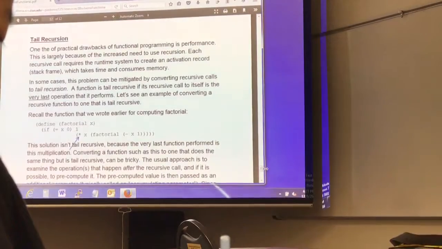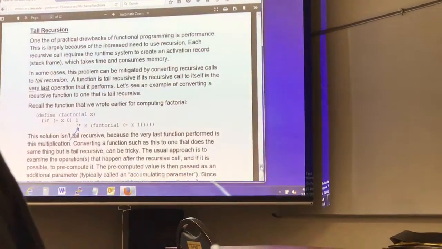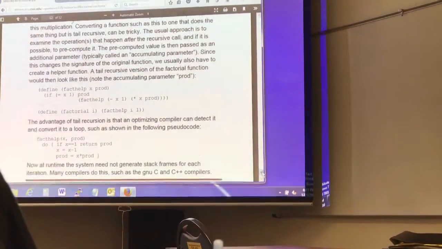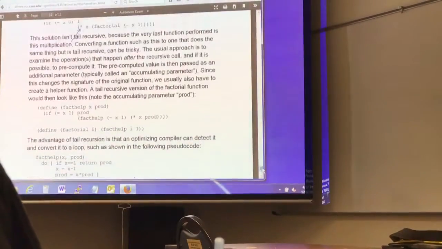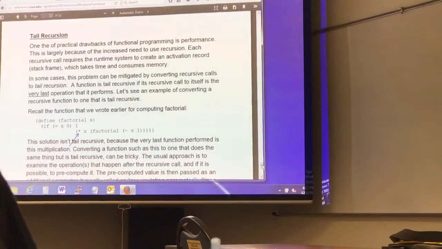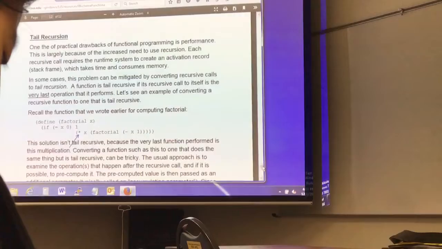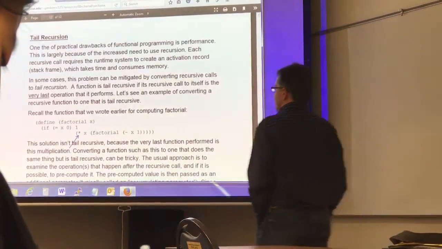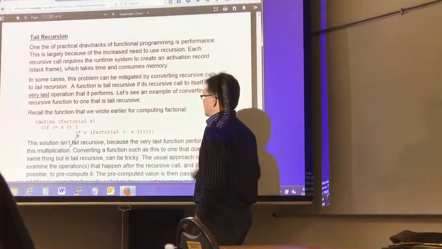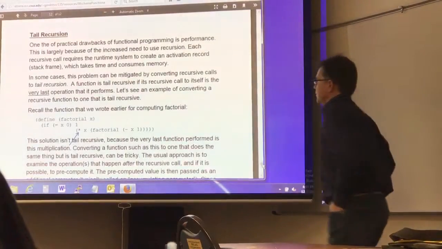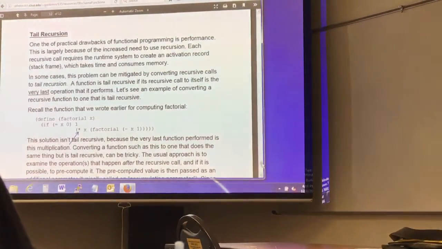So I think you should understand what it means for a function to be tail recursive and why that is an advantage. I'm kind of limited in what I could reasonably ask you to do in terms of writing a function that's tail recursive. It would have to be something very, very similar to the one here.